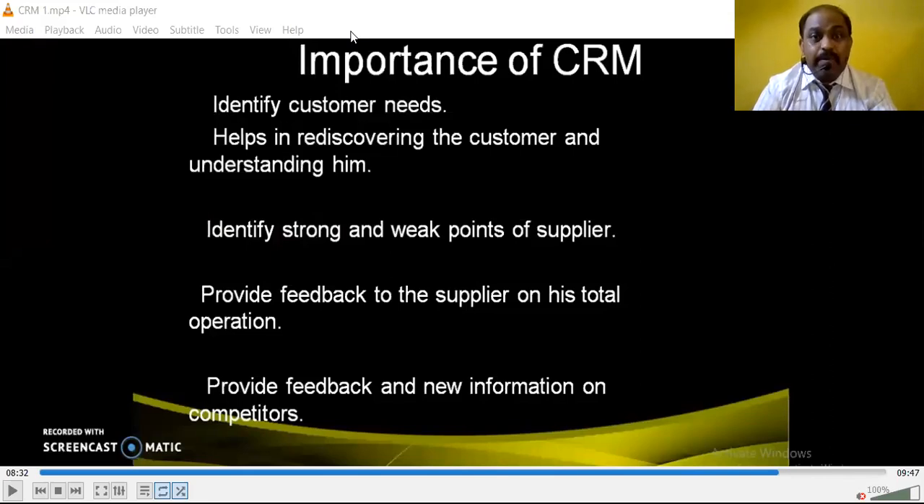You have to find out the feedback, and accordingly you have to act upon the total operation of the business. Feedback is a must, because from the feedback only you will get new opportunities. जो आपने नहीं सोचा था वो कस्टमर ने सोचा है, because कस्टमर ही मास्टर है. उसको उसके प्रोडक्ट का कैसा वैल्यू चाहिए वो कस्टमर डिसाइड करेगा, or accordingly we get some information and we will change. The last point says provide feedback and new information on competitors.